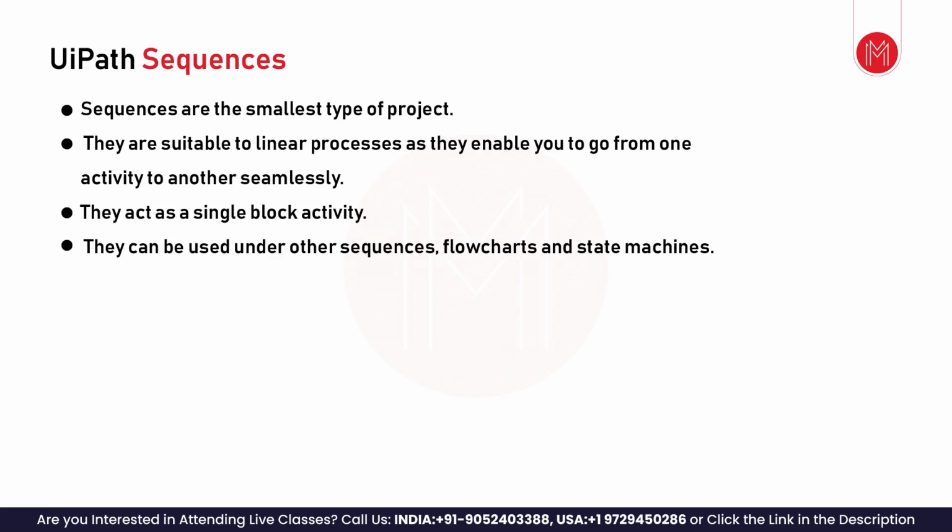So sequences are nothing but the smallest type. Okay. Yesterday we used a sequence where we had around 3 or 4 activities only. We had 2 activities to get the input, one assign to add the values, and one message box to show the output back to you. So we had 4 activities there. All of them were coupled within the same sequence. So it is going to be the smallest type of project. You can have only one activity in a sequence, or you can have hundreds of activities in a sequence. It entirely depends on how we are going to create the automation here.